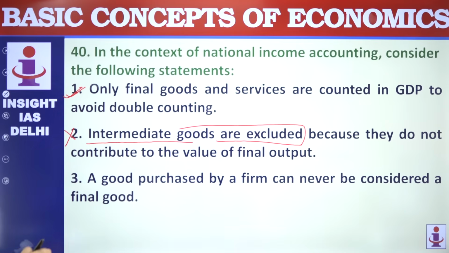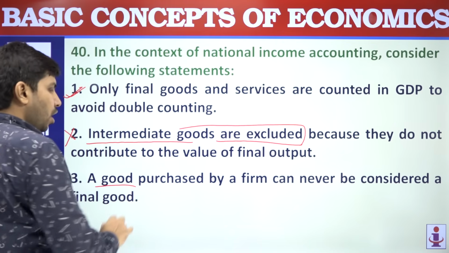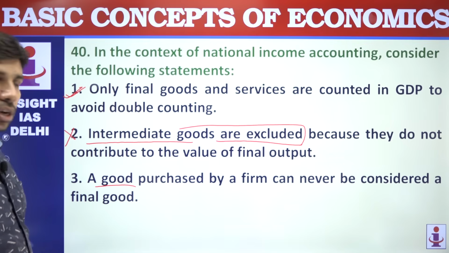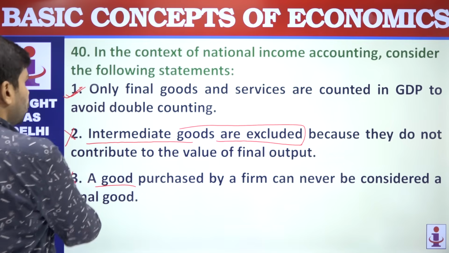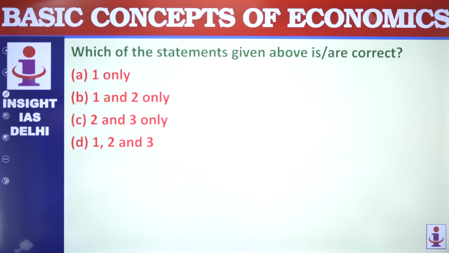A good purchased by a firm can never be considered a final good. No, it can be considered a final good as well if it is not used for further production. So this statement is also not correct. The question is asking for correct statements, so only one is the correct answer.